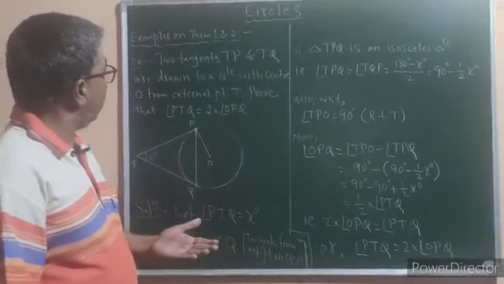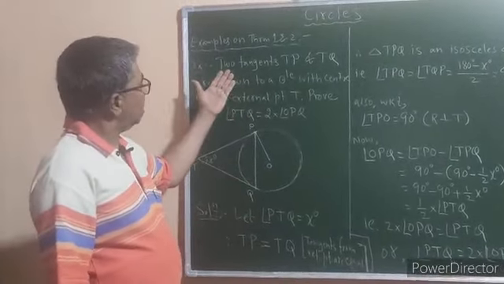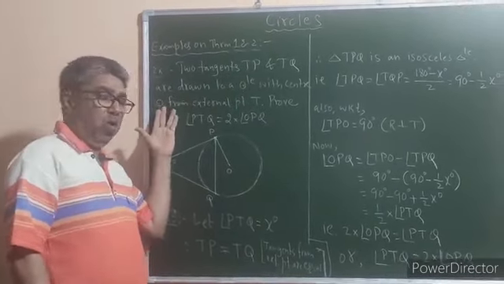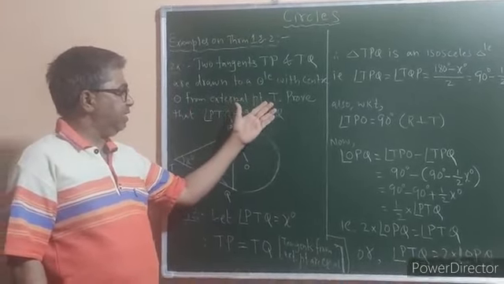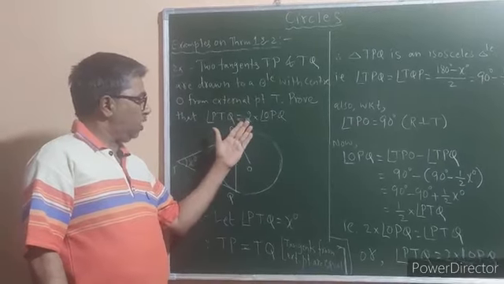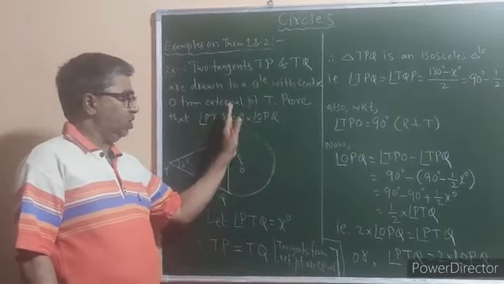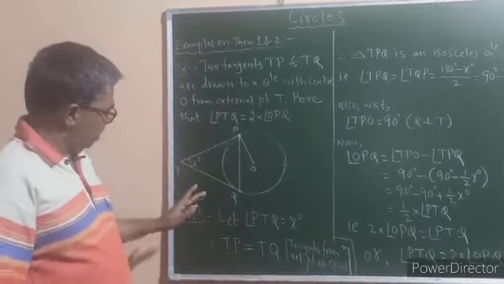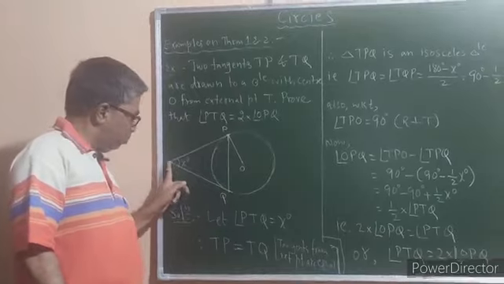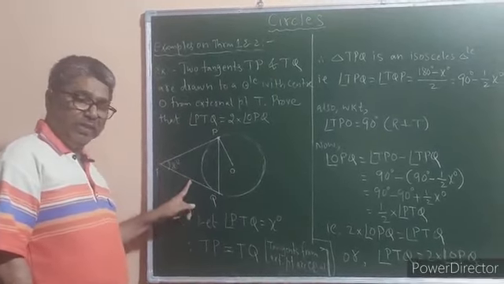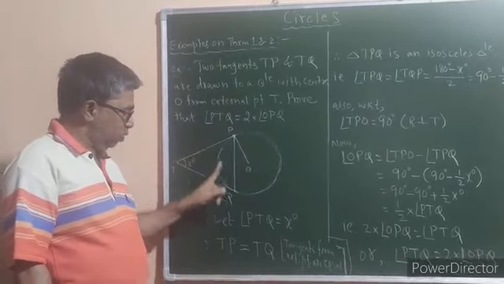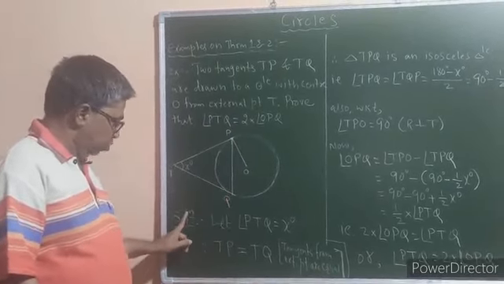So coming to one more interesting example. Two tangents TP and TQ are drawn to a circle with center O from an external point T. Prove that angle PTQ is equal to twice angle OPQ. This is what we have to prove in this example. Figure: O is the center of the circle, T is the external point, TP and TQ are the two tangents drawn from the external point, O to P is joined and at the same time P to Q is also joined. Let us solve this example.